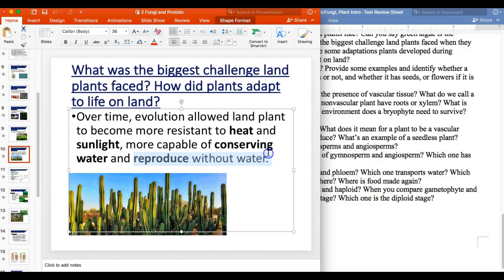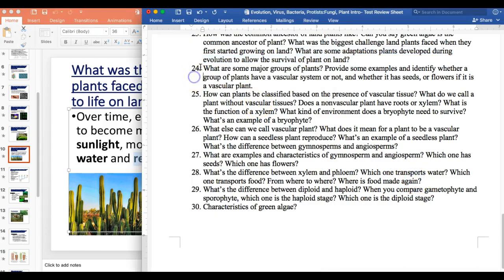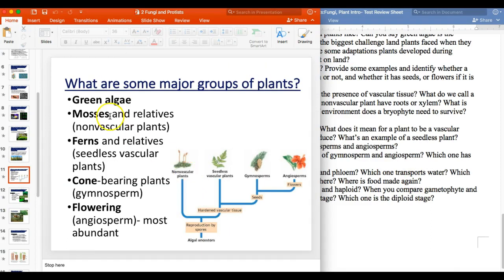Plants also need to be able to reproduce without water. Before plants were on land, they had to reproduce with water. So plants also had to develop the ability to reproduce without water. What are some major groups of plants? That will be right here: green algae, mosses, ferns, cones, flowering plants. Make sure you understand this picture. It's going to show up on the test.